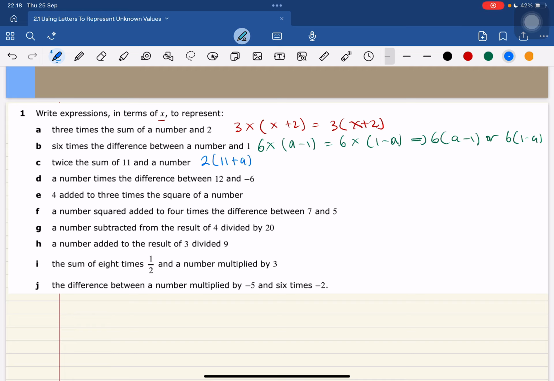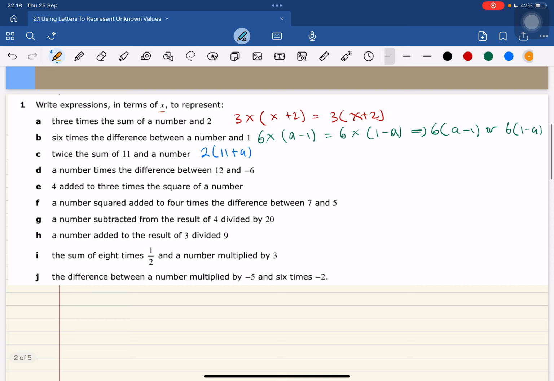Okay, we got it. Next, a number times the difference between 12 and 6. So a number is x. The difference between 12 minus 6 is going to be x times 18. Remember, the rule is a number needs to be written first. So 18x.